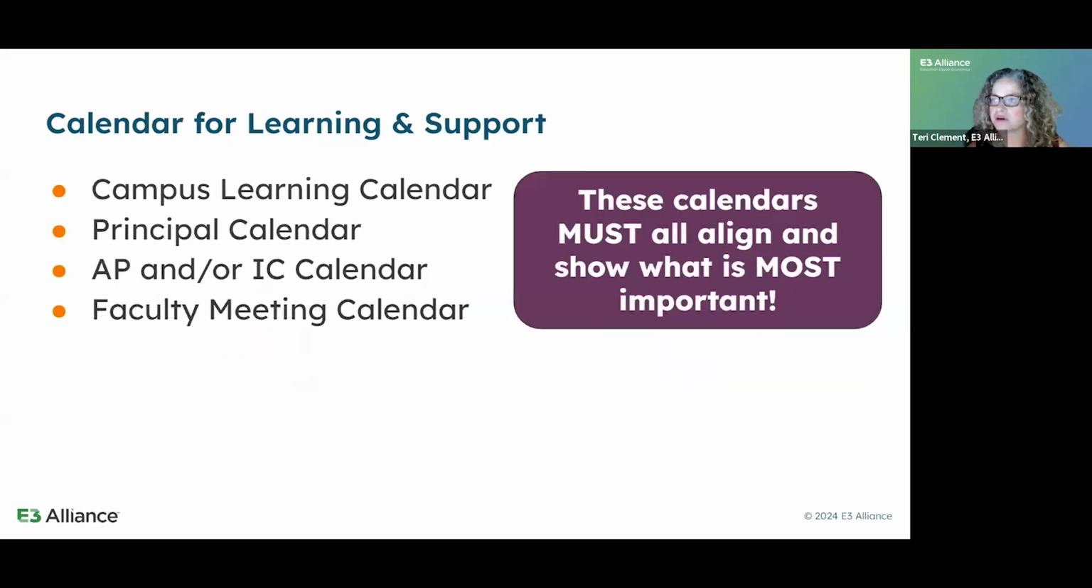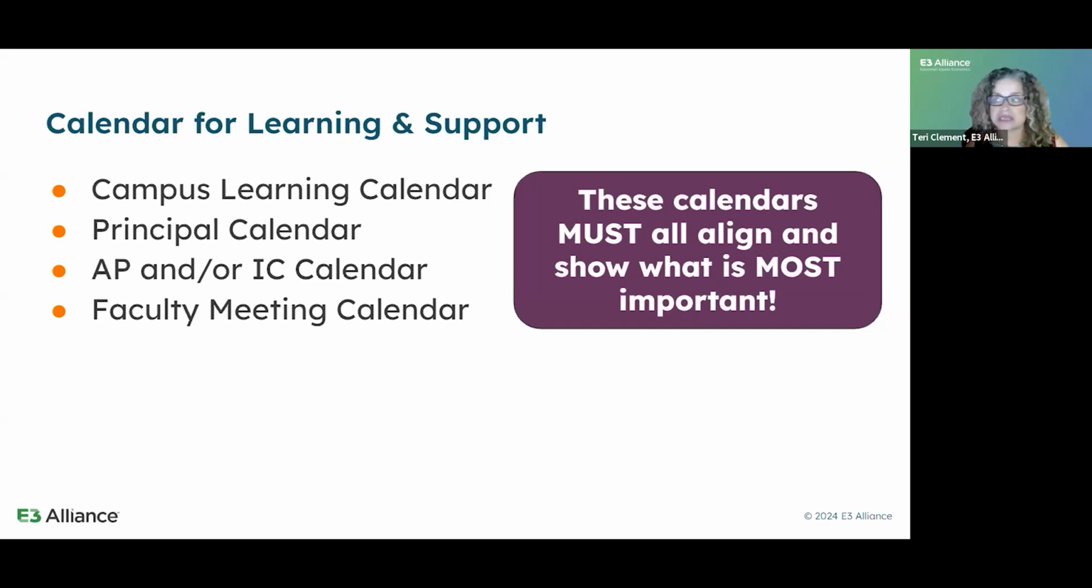Calendaring for learning and support. First, keep in mind that these calendaring practices need to be aligned, and they should reflect what's most important to you. So these are the things you may want to consider. What does your own calendar look like? Who's helping you with that? Do you have an admin support that's helping? If so, make sure they're aware of what the priority is. They can help you keep an eye on it.